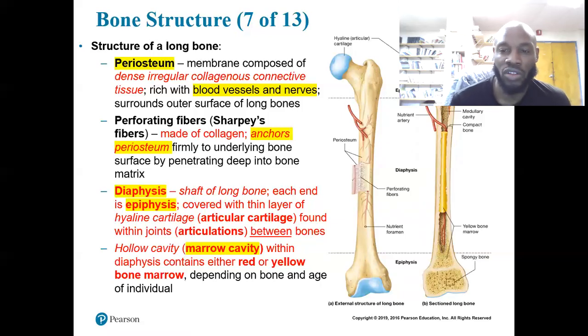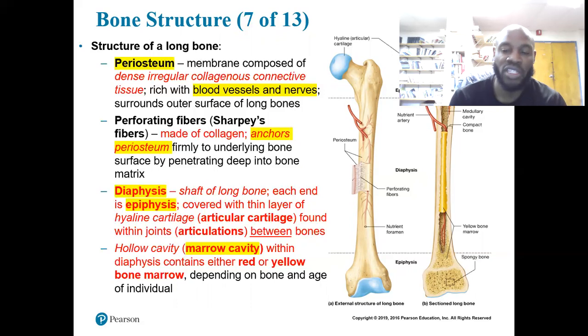On the long bone, we have this dense irregular collagenous connective tissue that is on the surface. And that's going to have your blood vessels and your nerves. That's the periosteum. Then you have the perforating fibers, also known as Sharpey's fibers, made of collagen, which anchor the periosteum to the actual bone.